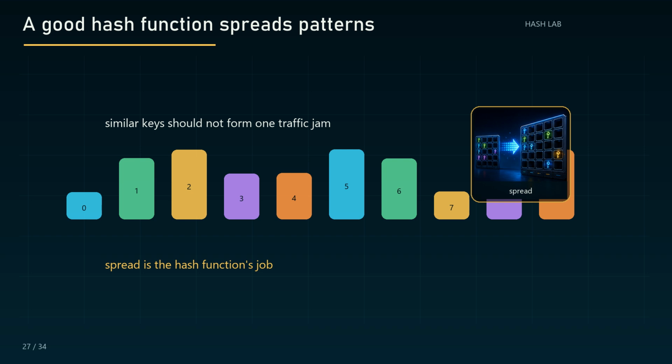A useful hash function tries to spread patterned keys evenly. Similar looking keys should not all land together. We do not need perfect randomness for every beginner model, but we do need enough mixing that the buckets do not become predictable traffic jams.